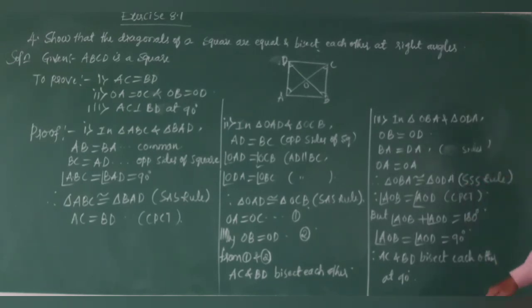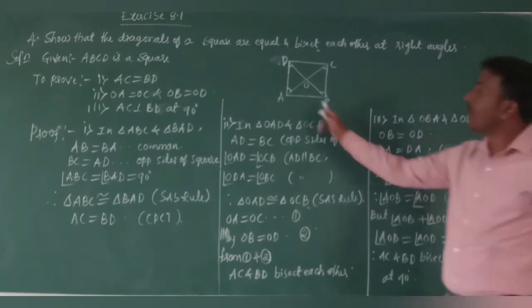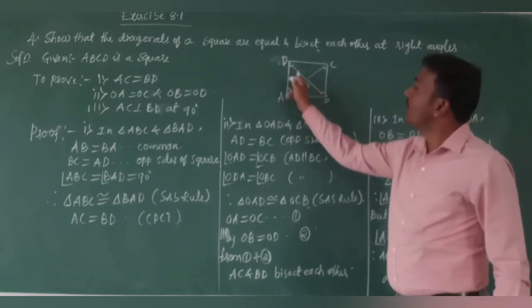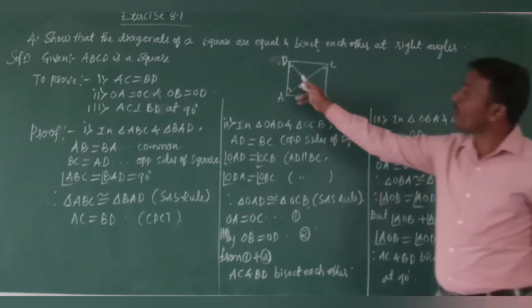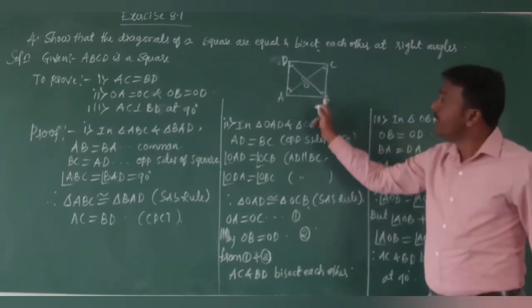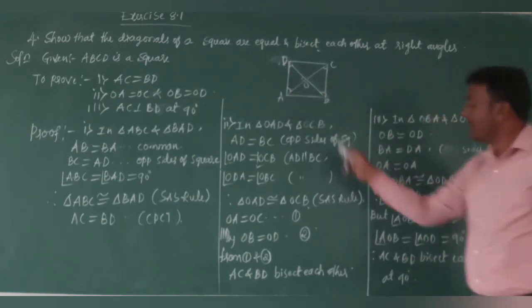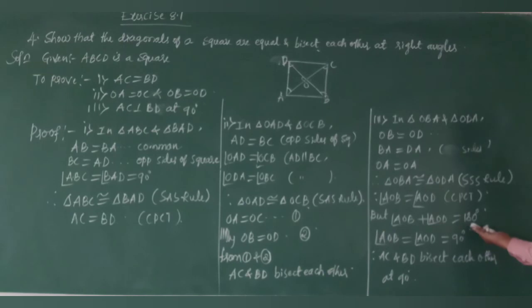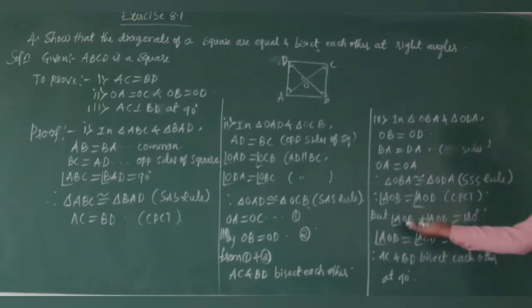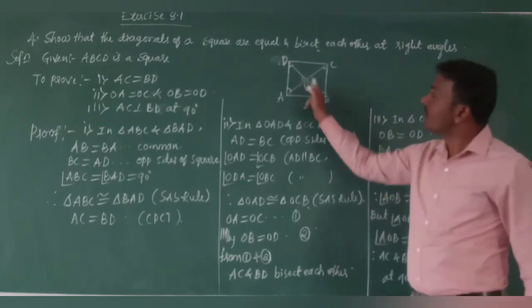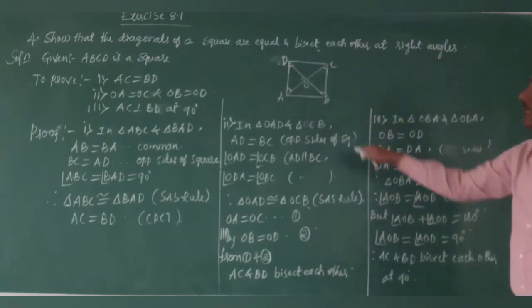If these two triangles are congruent to each other, angle AOB is equal to angle AOD. These two angles will be equal, as corresponding angles. But angle AOB plus angle AOD is equal to 180 degrees, because this is a linear pair. If these two are equal, we say angle AOB is equal to angle AOD is equal to 90 degrees. 90 plus 90 gives us 180 degrees. Therefore, AC and BD bisect each other at 90 degrees. So AC and BD bisect each other at 90 degrees.